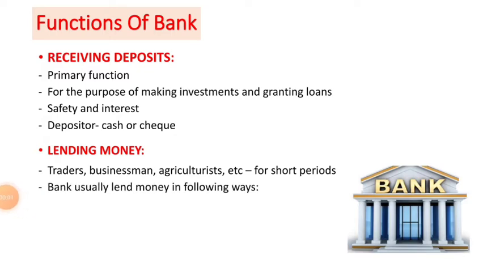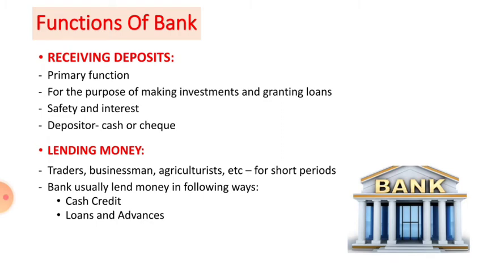Banks usually lend money in the following ways. First one is cash credit. The bank allows the borrower to borrow up to a specified limit. The amount is credited to the account of the customer, and the customer can withdraw this amount as and when required. Interest is charged on the amount actually withdrawn. It is usually granted on a bond or against some other security like fixed deposit.